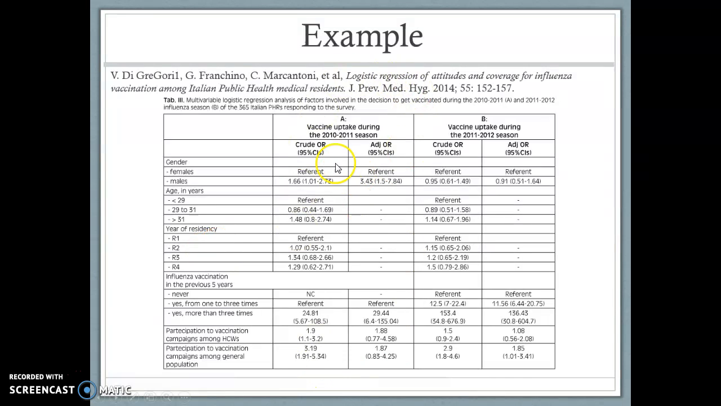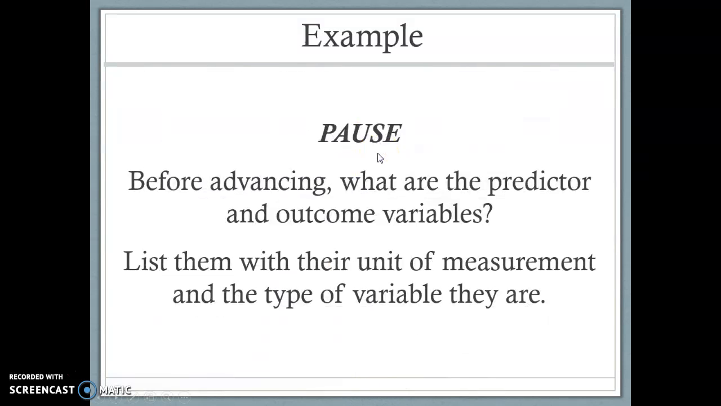So they took it during 2 different seasons to see, and then they created these reference or adjusted odds ratios, which is if there were more males or females. So all that is adjusting for a differential proportion within the categories. So you want to always use those adjusted odds ratios as opposed to the crude.